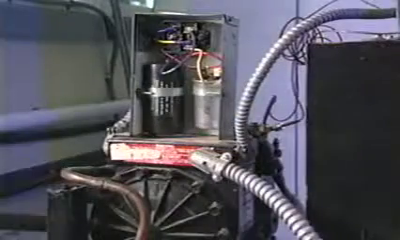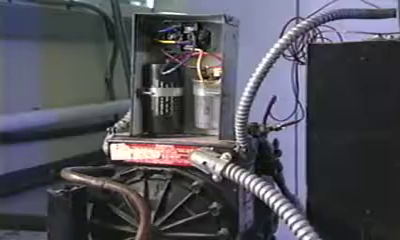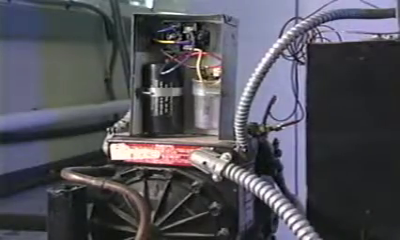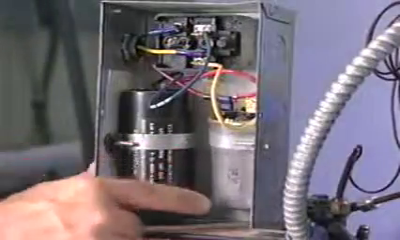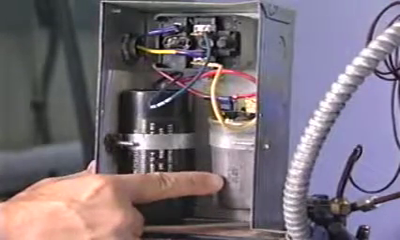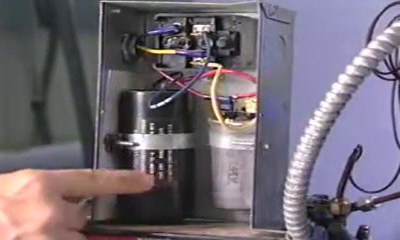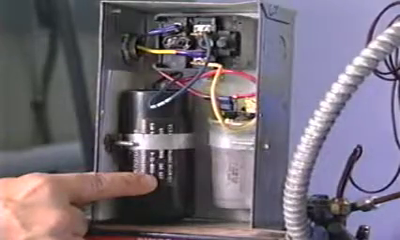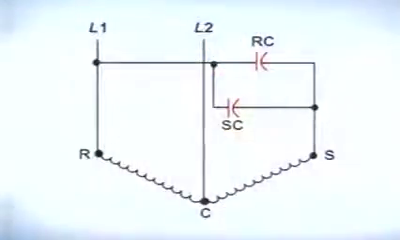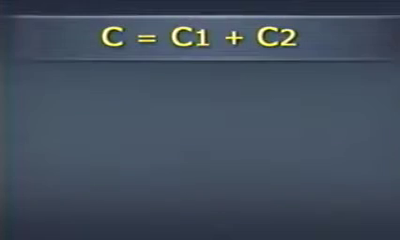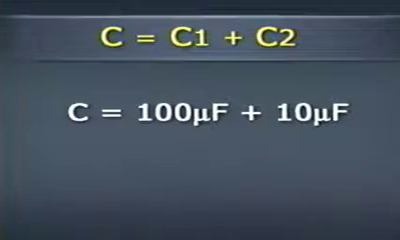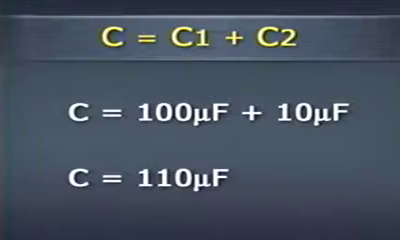The capacitor start, capacitor run, or CSR motor is the best all-around motor used in our industry. It utilizes a running capacitor to achieve the good running efficiency of a PSC motor and a starting capacitor to give it a high starting torque. These two capacitors are connected in parallel, and the effective capacitance will be the sum of the capacitors. For example, if the starting and running capacitors have ratings of 100 microfarads and 10 microfarads, the total capacitance in the circuit will be 110 microfarads.